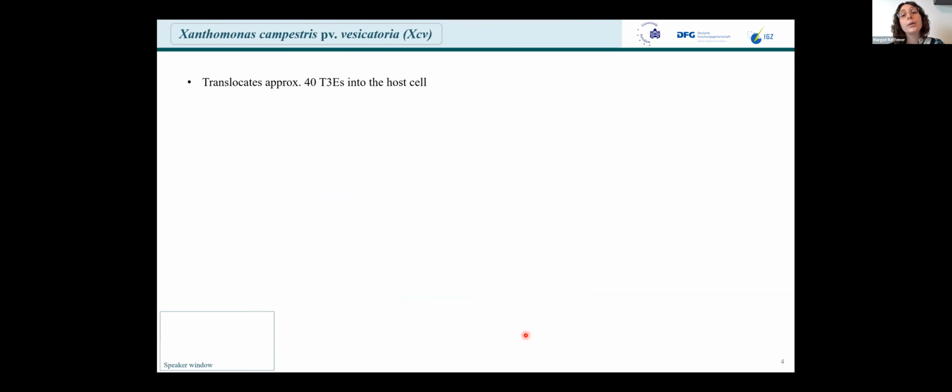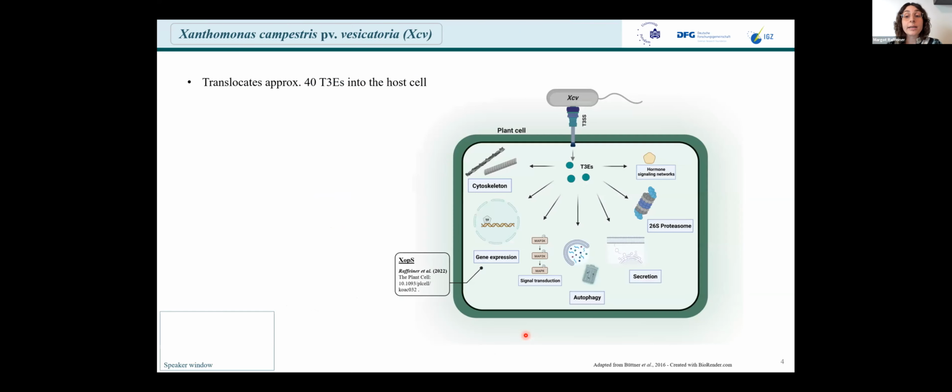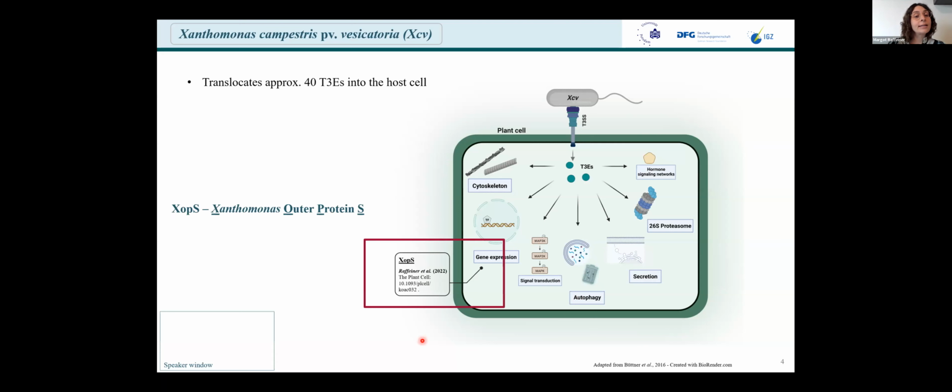However, in the past years and decades, huge efforts were made in the characterization of these effectors to really get a better understanding on how XCV is able to cause disease. So it has been shown for some of the effectors that they do interfere with key plant immunity components as shown here. And amongst these characterized proteins, we can also find XopS, or Xanthomonas outer protein S, which is, let's say, the star of today's talk.